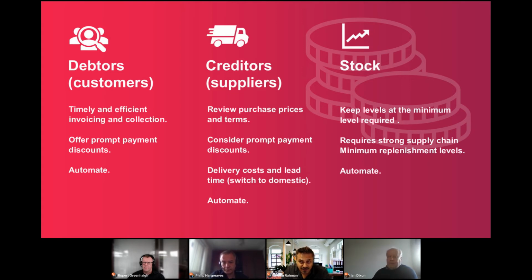Again, prompt payment discounts. A lot of suppliers will do the same. They will offer a discount to you for settling up early. It benefits them. It could benefit you. You need to weigh up, does that make sense from your perspective to get that discount? Sometimes it works, sometimes it doesn't, but it's definitely something to ask for. Perhaps if you're not being offered it, ask your supplier, if we pay you a bit earlier, can you give us a discount? And often they will say yes.